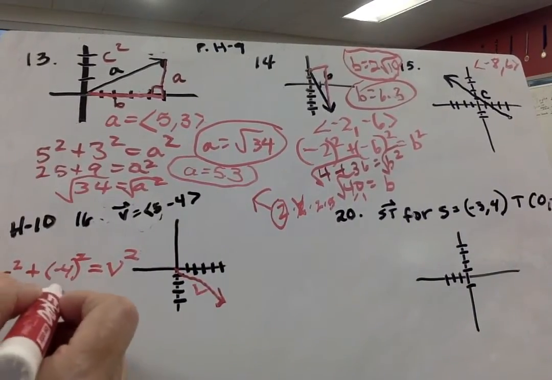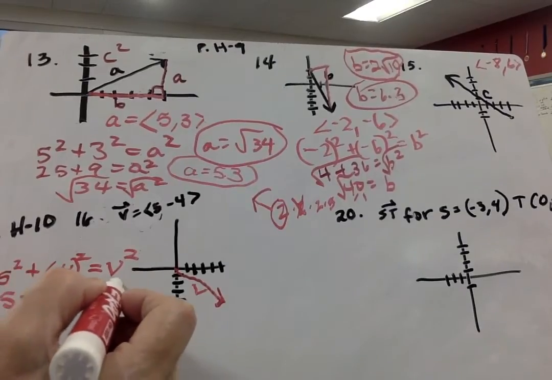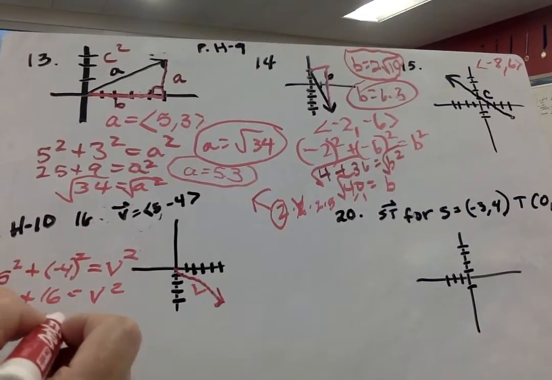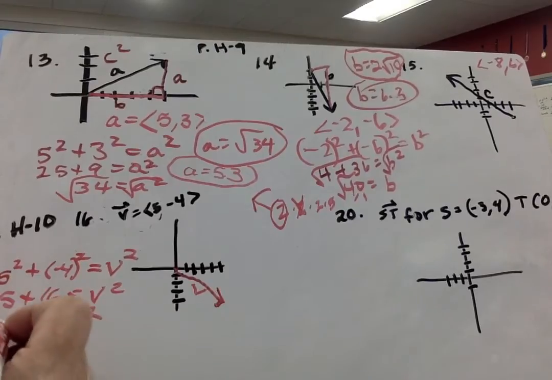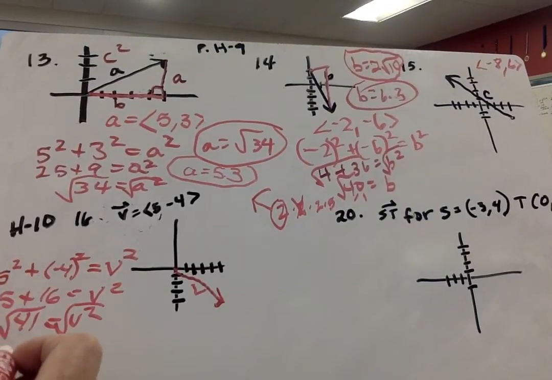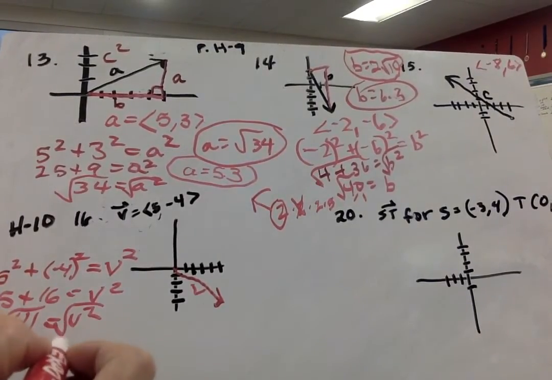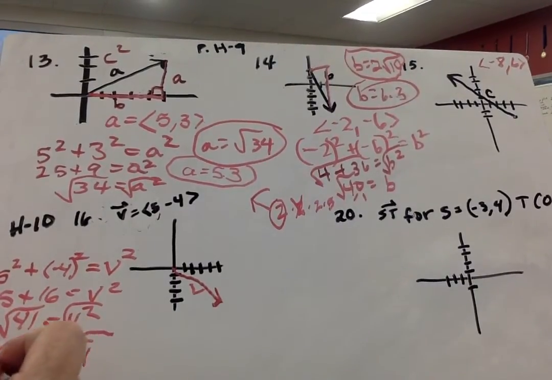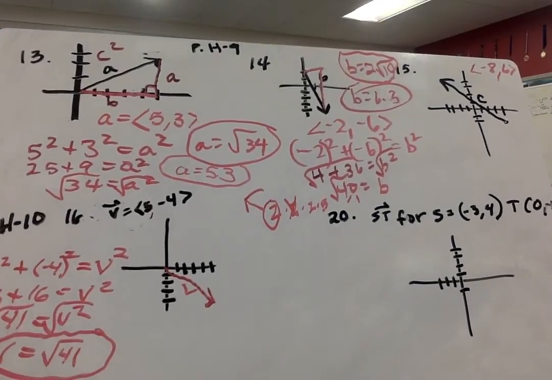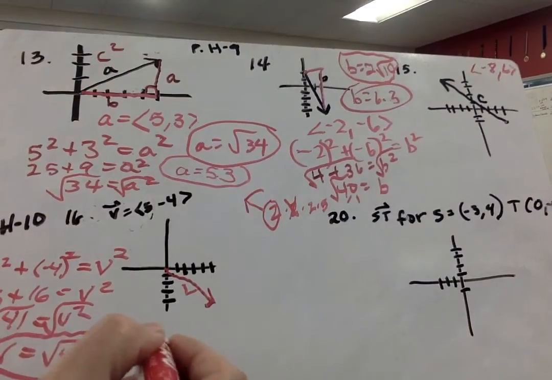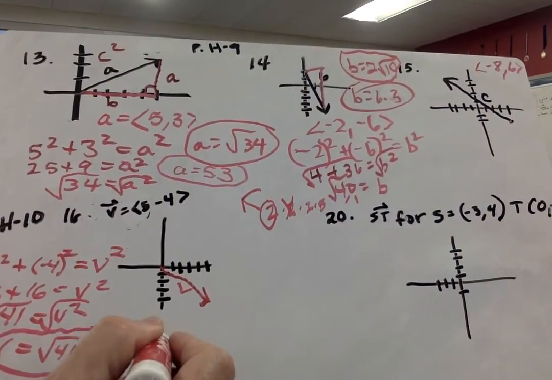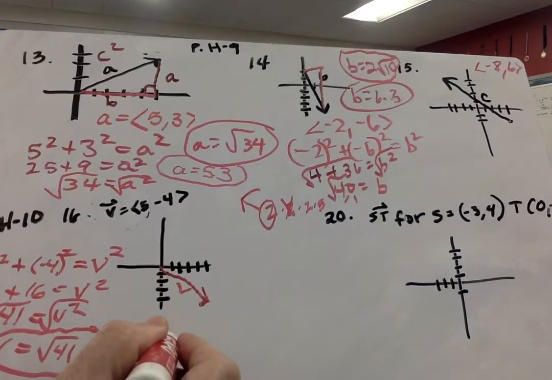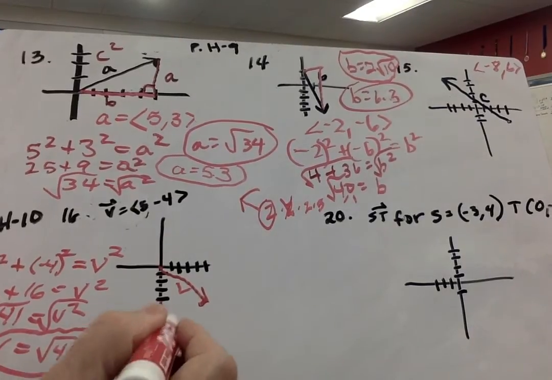25 plus 16, 41. Then we take the square root at the end. So v equals square root of 41. 41, I believe, is prime, so nothing will go into it. So we leave it like that. Next, we use our handy dandy calculator. 6.4. Okay.